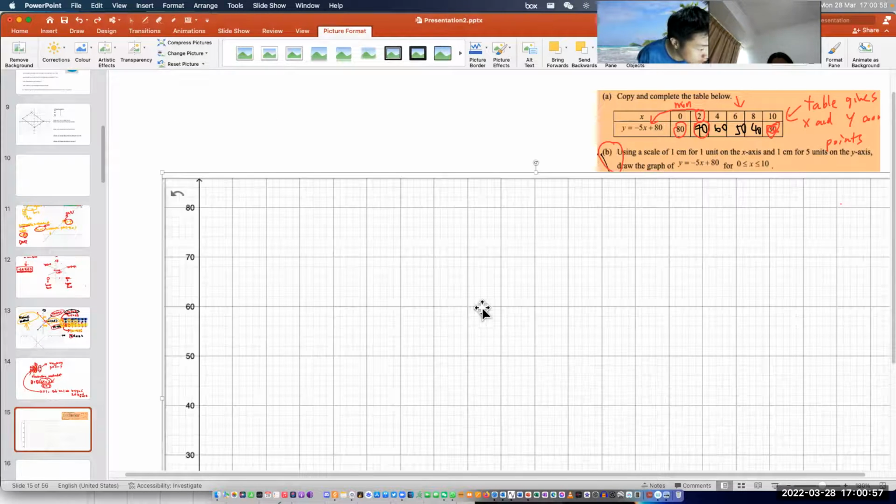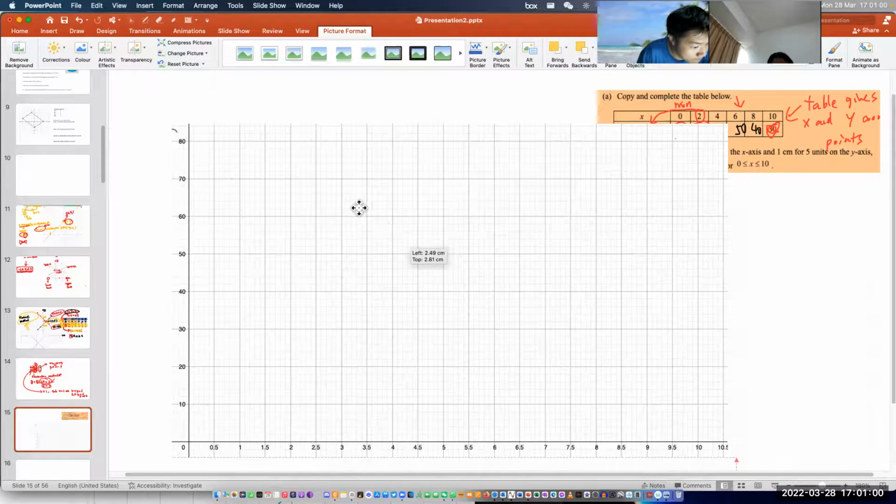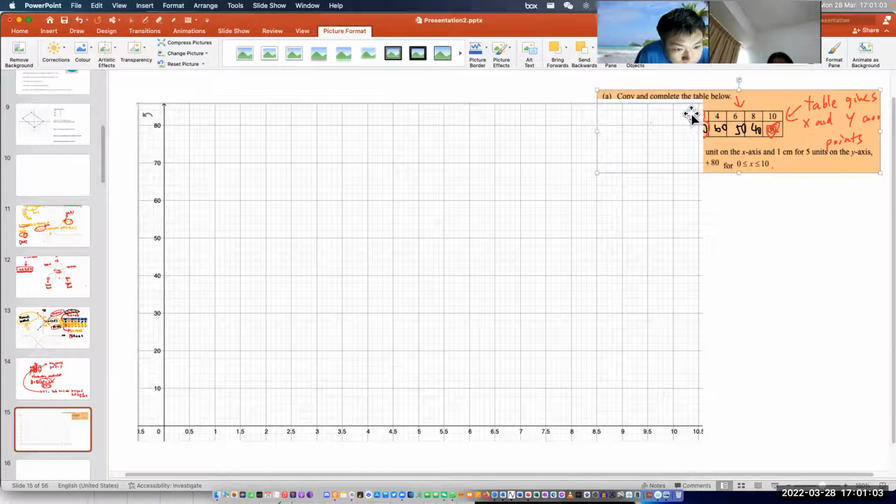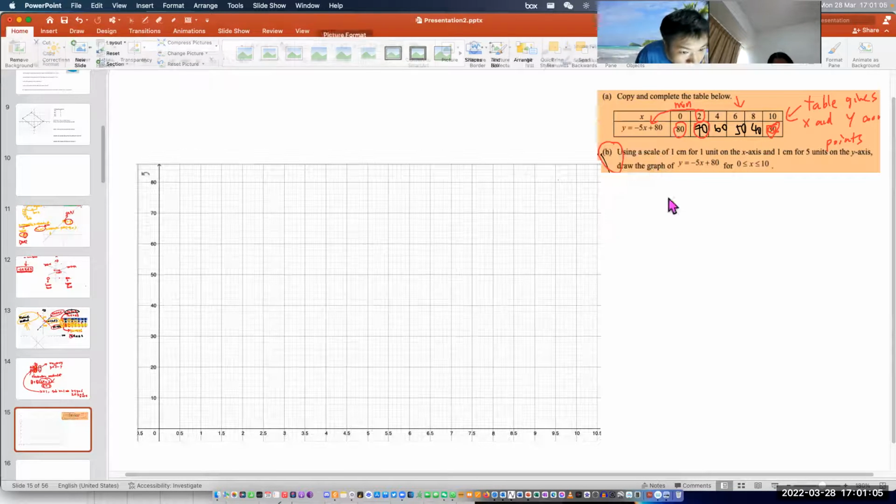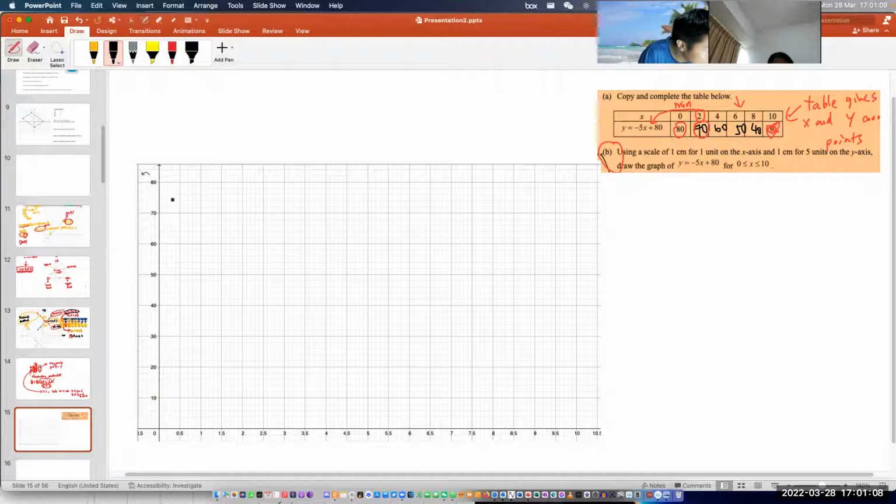So let me redo it. Okay, now it's good. So the first point, 0, 80. So I'm redoing it, 0, 80, 270, 2 is here. This is 2. So 460 is here. 650 here. 840 here. 1030 here. Okay. Yep. So now I have the full scale.